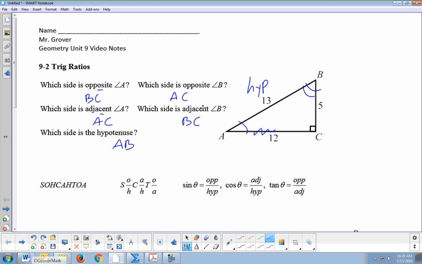And you'll notice that when it's adjacent to the angle, it might have that angle as one of the letters because it's connected to it. Opposite B, you're not going to see B in the side that's opposite B because it's completely across from it, not connected to it. So that's just some terms that you need to really be familiar with.